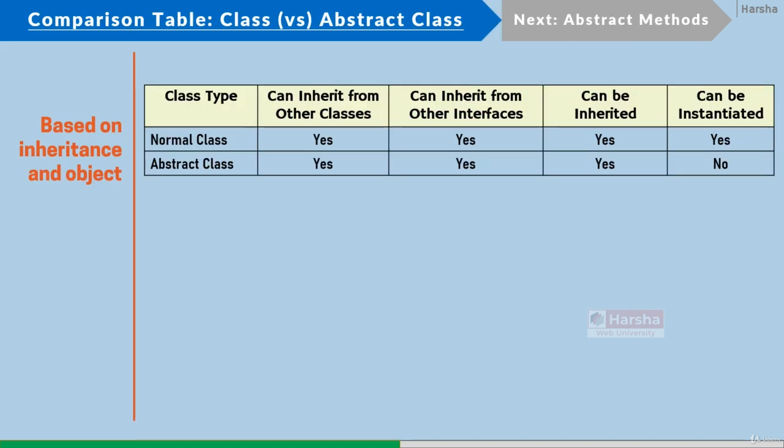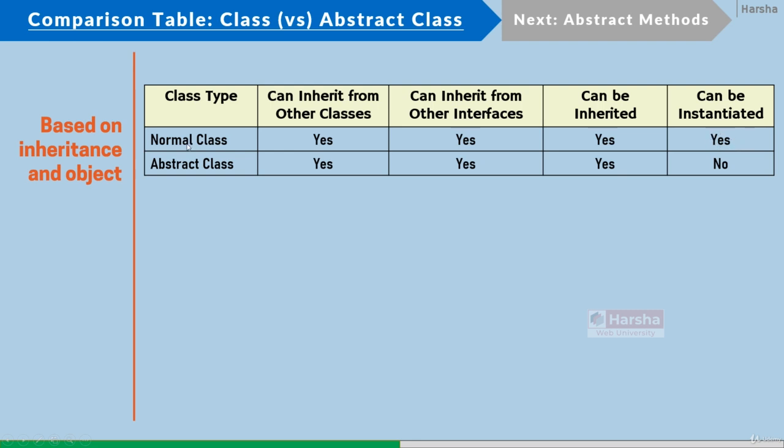Let's compare the normal class with the abstract class. A normal class can be inherited from other classes, and a normal class can inherit from other interfaces. That means a normal class can be a child of another class or another interface. A normal class can be inherited and can be instantiated. That means you can create an object based on the normal class.